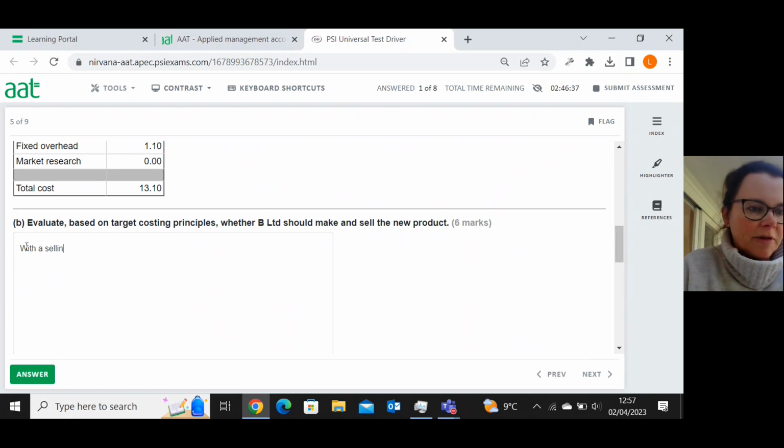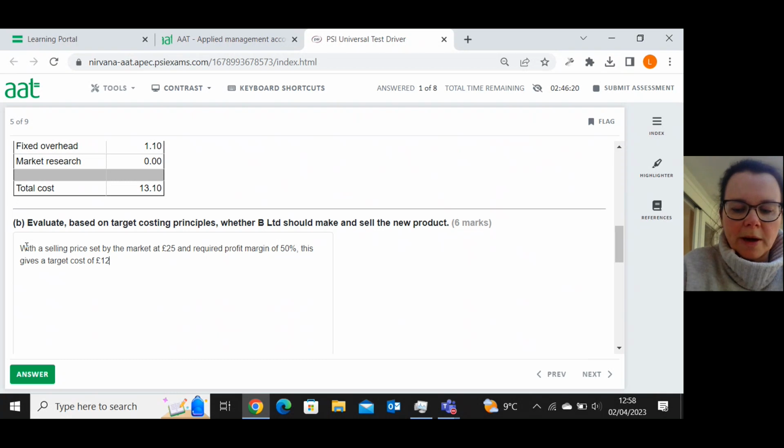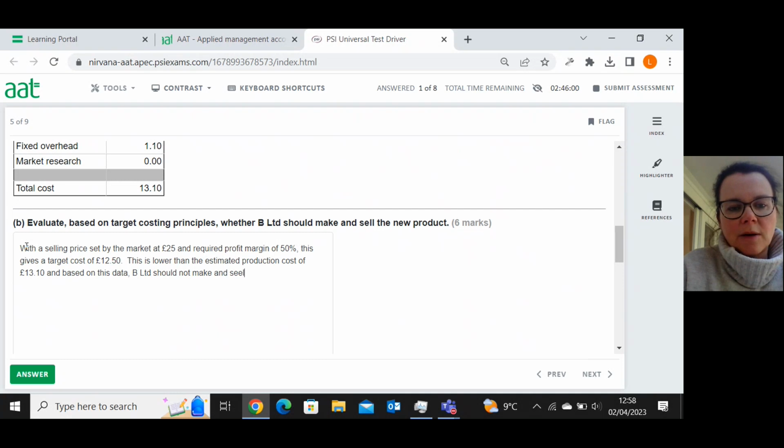So I started off a paragraph with a selling price set by the market at £25 and required profit margin of 50%. This gives a target cost of £12.50. This is lower than the estimated production cost of £13.10. And based on this data, B Limited should not make and sell the new product.